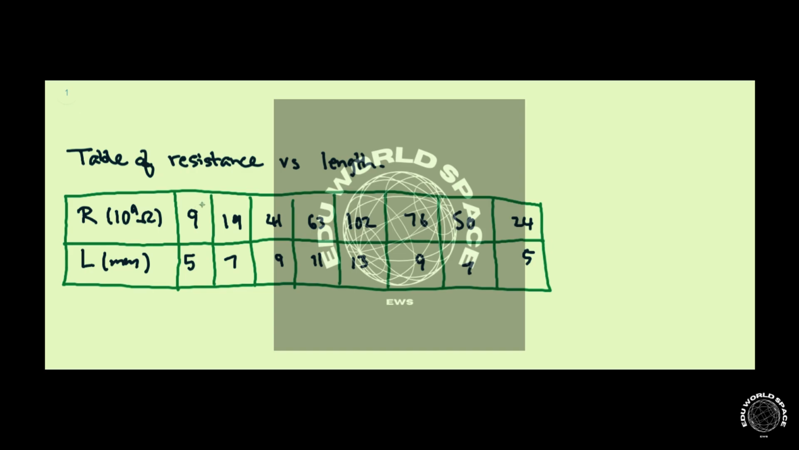We're told to use the starting value because there is an end value associated with the 5 millimeter length. So the values that we will consider in this problem are circled in red.